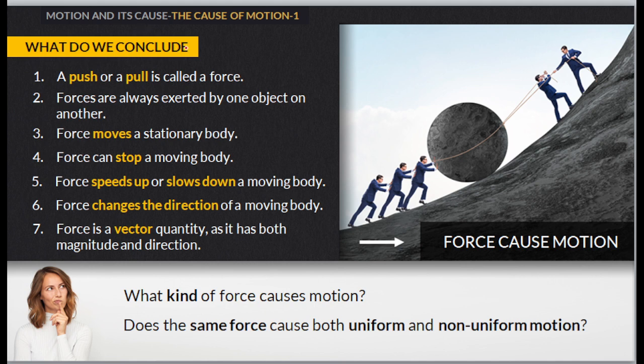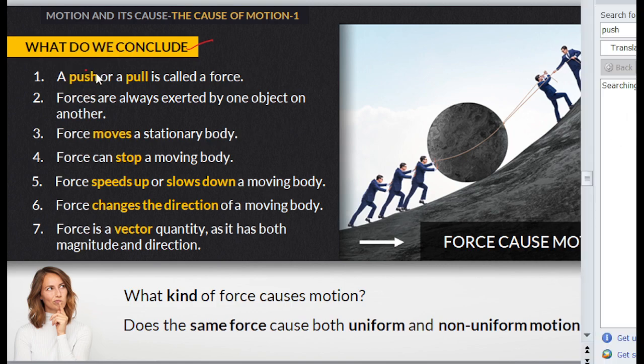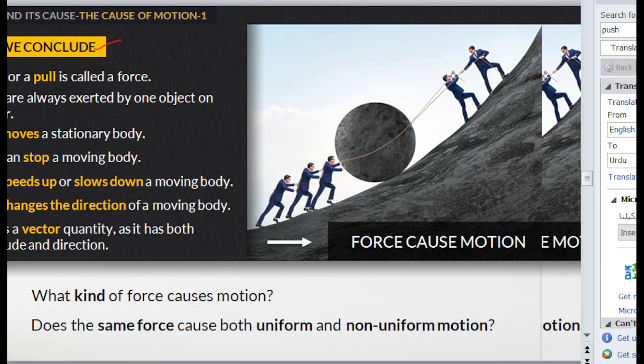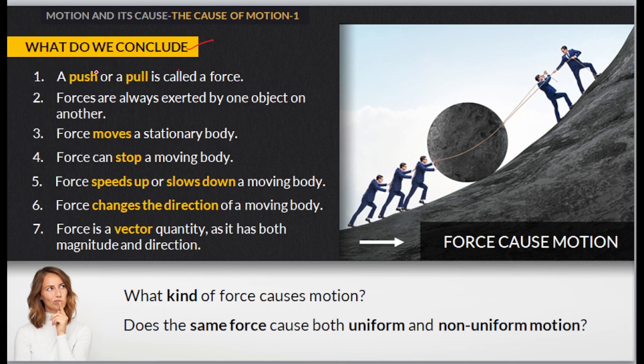So what do we conclude? Till now we have learned that force is nothing but a push or pull of an object. So push or pull is called force. Forces are always exerted by one object on another. Force can move a stationary body, a body that is at rest. Force can stop a moving body, speed up or slow down a moving body, and change the direction of a moving body. It is a vector quantity, that is, it has both magnitude and direction.